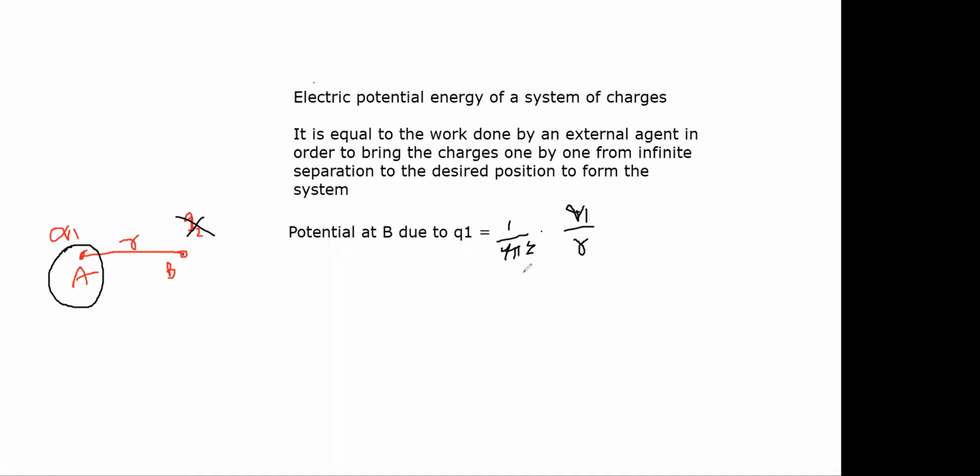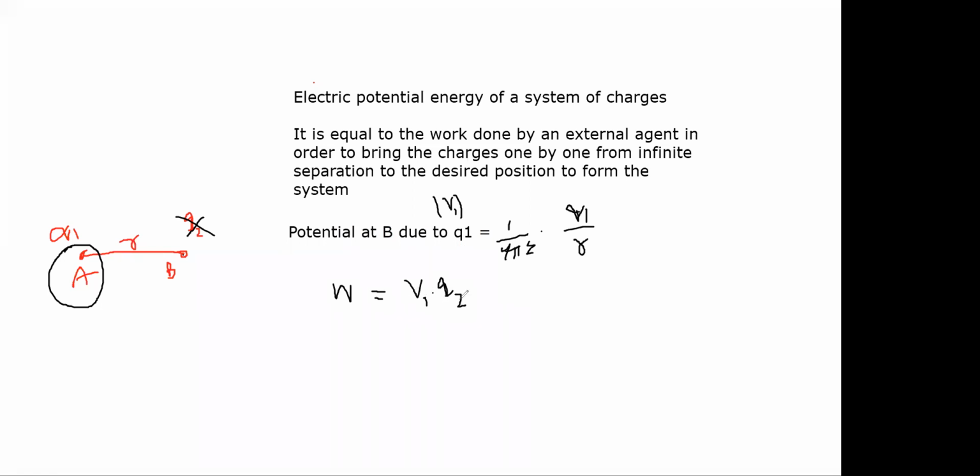Now to bring this charge Q2, which was at infinity, to this point B, we have to do some work. Let that work be W. The potential at B due to Q1 is represented by V1. The work done in bringing Q2 from infinity to point B is V1 into Q2. In an earlier class, we did this: work done is potential into charge.